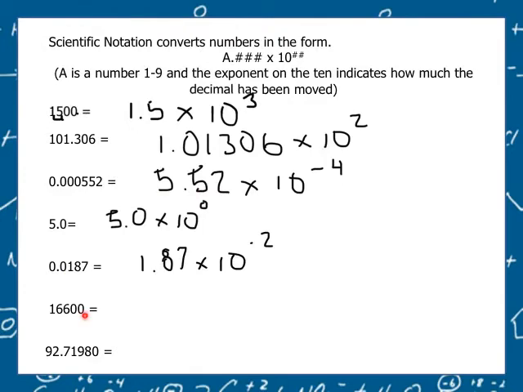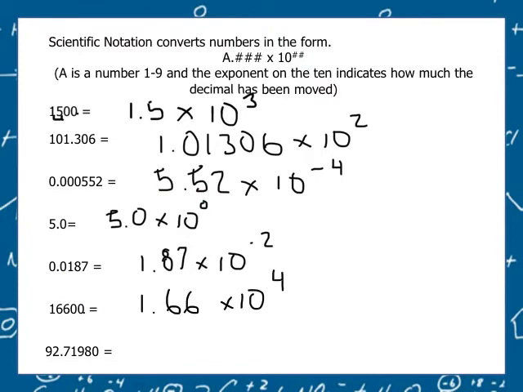This one is kind of like our first one. No decimal is shown, but if it was shown, it would be right there. And I need to move it such that it's between the 1 and the 6. And I had to move that 4 places in the positive direction to get that.